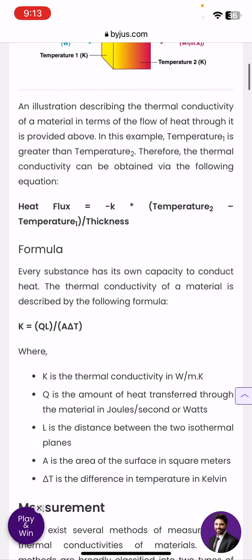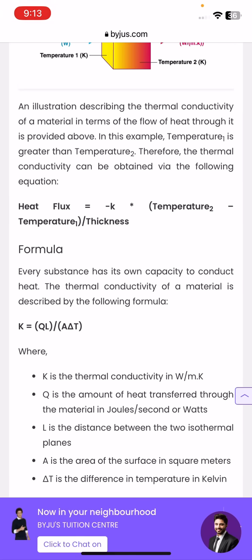An illustration describing the thermal conductivity of a material in terms of the flow of heat through it is provided above. In this example, temperature 1 is greater than temperature 2. Therefore, the thermal conductivity can be obtained via the following equation: heat flux is equal to minus K times temperature 2 minus temperature 1 over thickness.